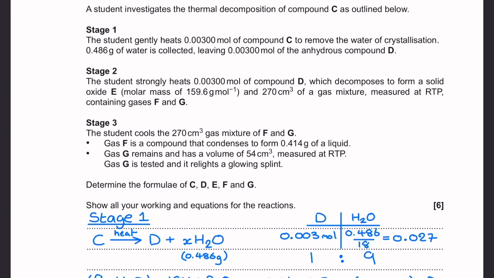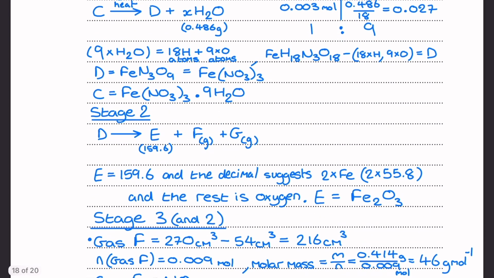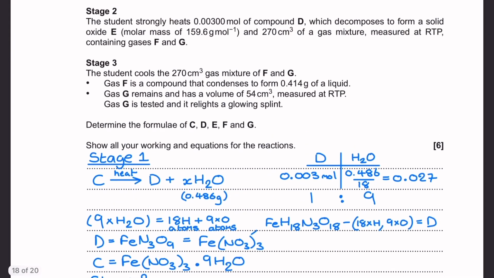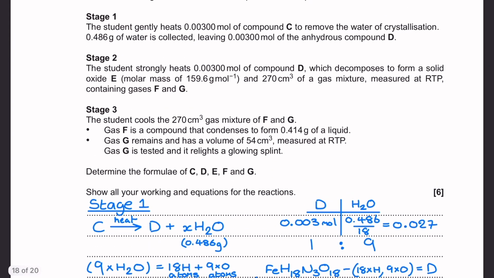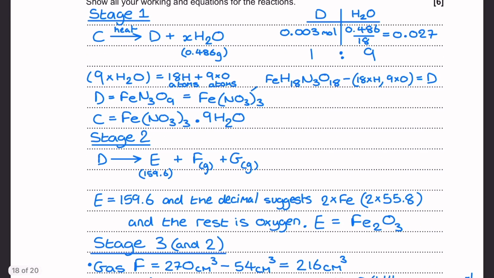So D gets heated and we produce E, which is 159.6, F and G, which are both gases, and we'll come back to them shortly. But we're also told by the question that E is a solid oxide. That means it contains the iron and oxygen only, because there aren't going to be gases that contain iron for the formulae of F and G. So E contains iron and oxygen.